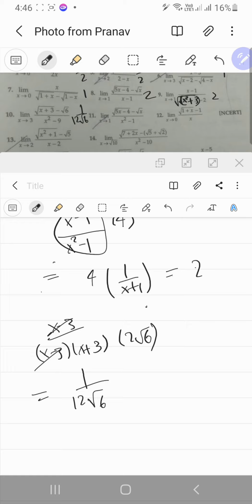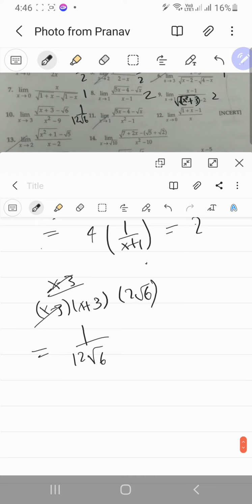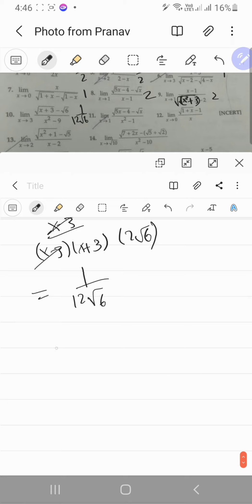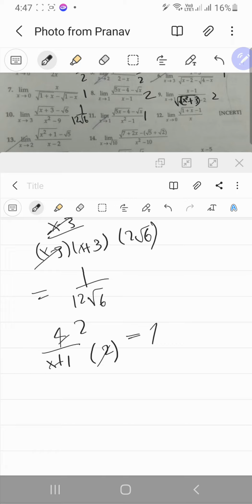So next question is square root of 5x minus 4 minus square root of x upon x squared minus 1. And these are all doable. So this is 4 upon x plus 1, and then the denominator, just put 1 into this, so this should be 2, so this is just 2. Put 1 into this should be 1. That's the answer. That was very easy, easier than expected, in fact.